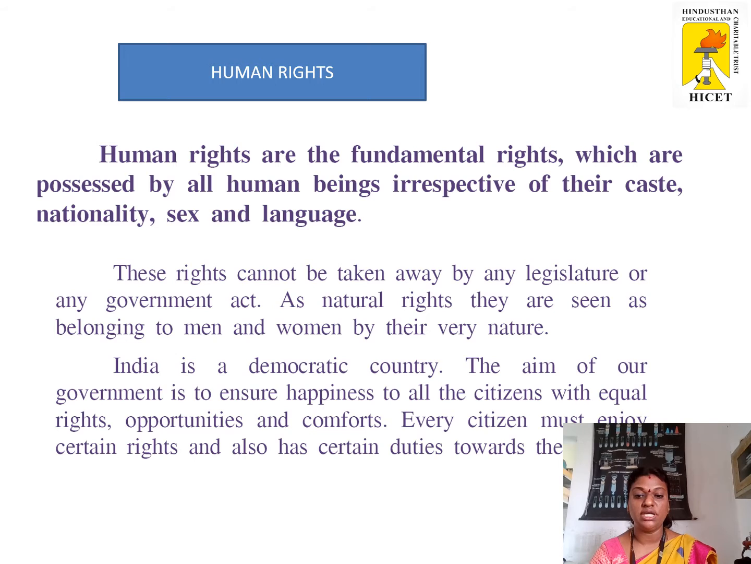India is a democratic country. The aim of our government is to ensure happiness to all citizens with equal rights, opportunity and comforts. Every citizen must enjoy certain rights and also has certain duties.